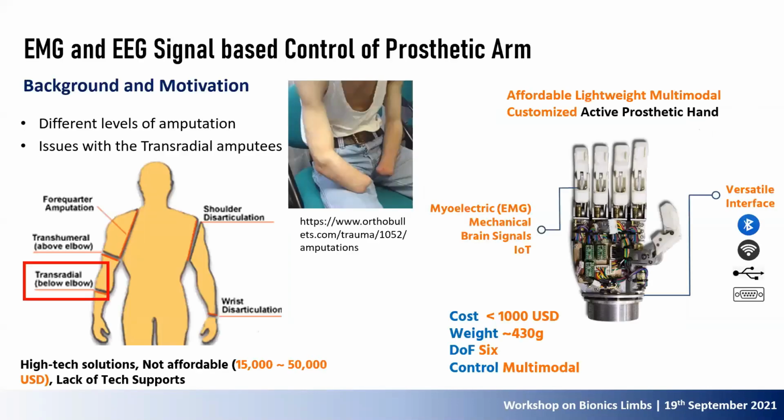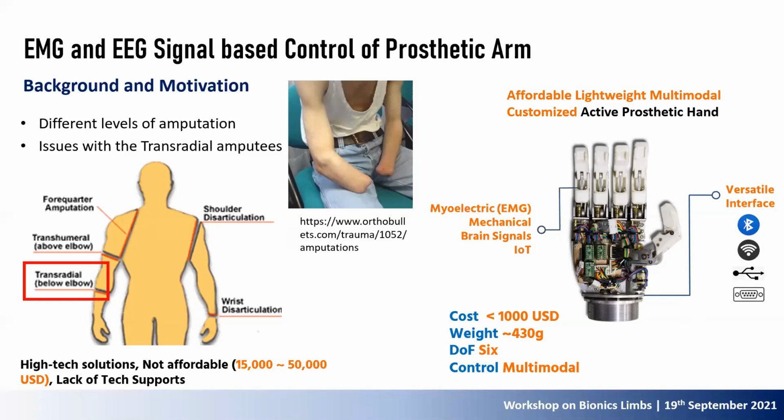So in this study, I'll show you 3 different studies that we conducted in the Bionics lab at University of Moratuwa related to EEG and especially BCI. In this first study, we tried to develop an EMG-EEG controlled prosthetic arm for transradial and transhumeral amputees. We wanted to develop a low-cost, lightweight, customizable prosthetic hand, as most of the existing solutions were pretty expensive with less tech support, especially in developing countries like Sri Lanka.